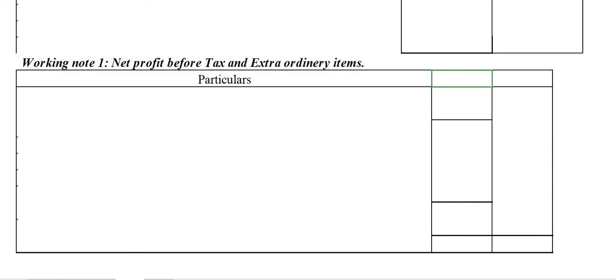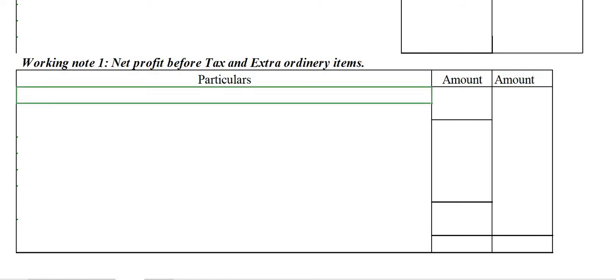We can make a statement. It has no particular format, so if you want, you can simply follow the same format. But what is to be written inside should be the same, and no item should be missed. Okay. So in this we will write closing balance as per statement of profit and loss. That means closing balance of profit at this year's end.